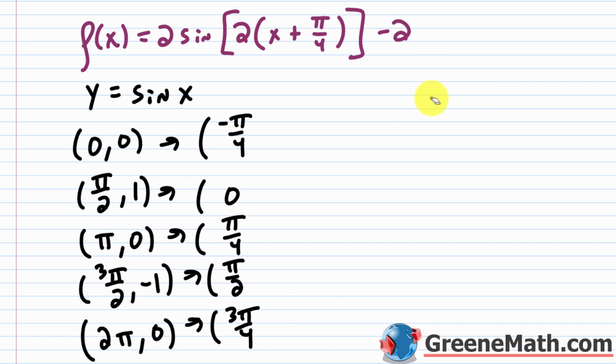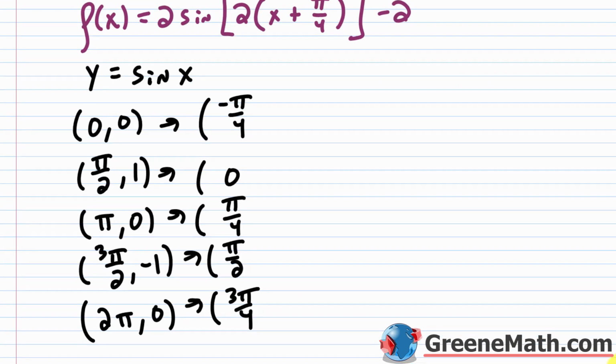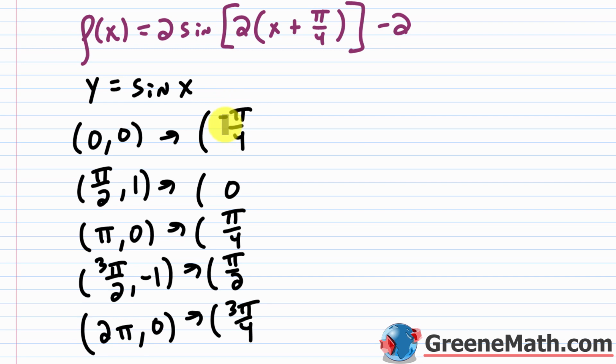Now, in terms of the y value, again, that's the easy one to get. If you plug in negative pi over 4 here, well, notice you put that in for x, negative pi over 4 plus pi over 4, that's 0. 0 times 2 is 0. So you would end up with the sine of 0. So remember, you're just plugging this in.